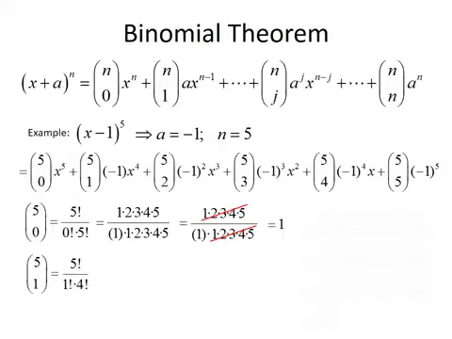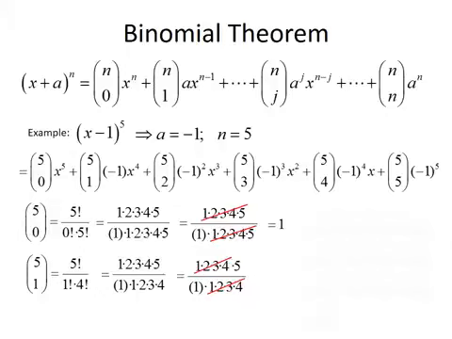Next we'll look at 5 choose 1. This time we plug 5 in for n and 1 in for j, so we'll get 5 factorial over 1 factorial times 4 factorial. If we expand, we get 1 times 2 times 3 times 4 times 5, divided by 1 times 2 times 3 times 4. The product of 1 through 4 cancels out in both the top and the bottom, leaving us with 5 divided by 1, so 5 choose 1 is equal to 5.